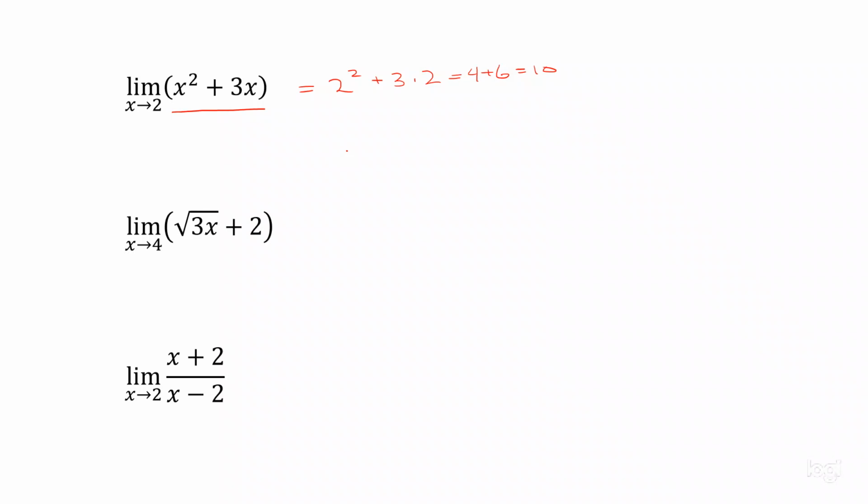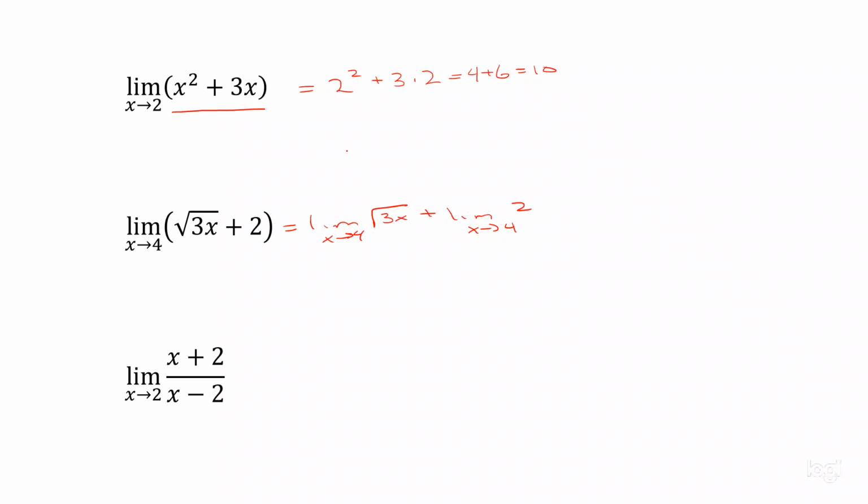Okay, the second limit uses more properties. We're taking the limit as x goes to 4 of the square root of 3x plus 2. So first we recognize this is the sum of two functions. If we have the limit of the sum of two functions, that's the sum of the limits. So we rewrite this as the limit as x goes to 4 of the square root of 3x, plus the limit as x goes to 4 of 2. Now the second part is easy. This is just a constant, and so this limit is just equal to the constant 2.